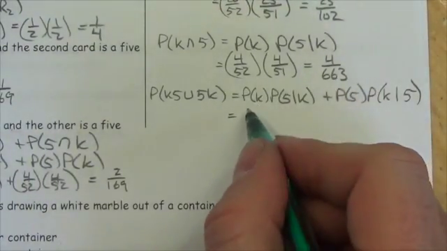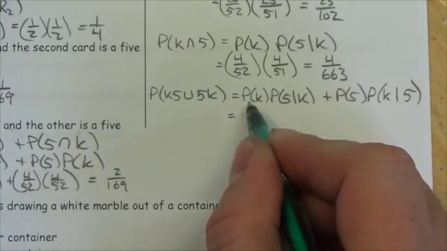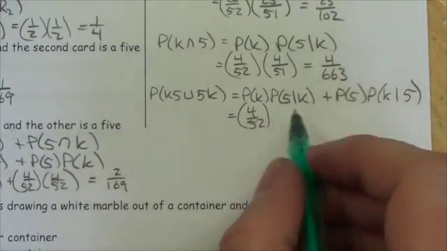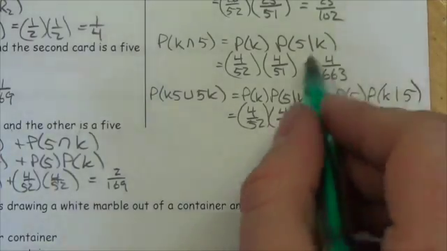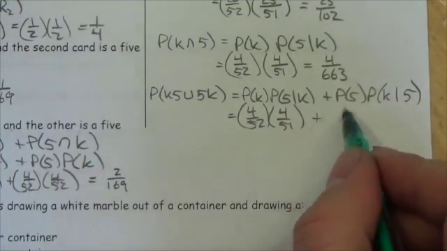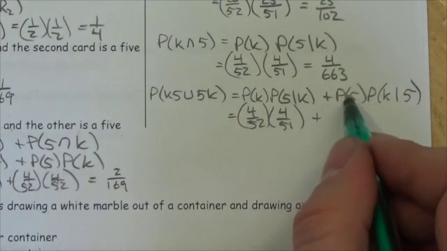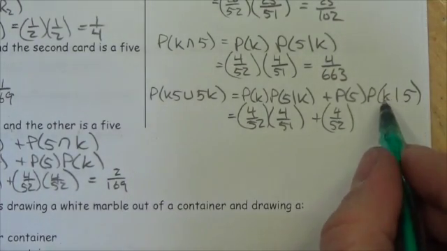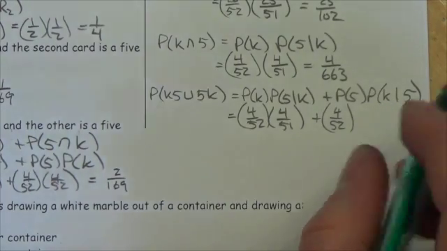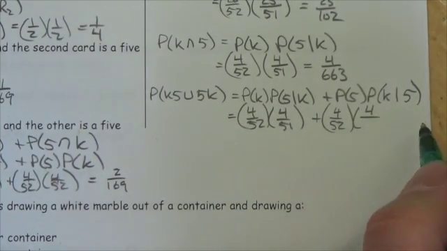This right here is going to be 4 out of 52, just like we did before, and then this will be 4 out of 51. We've already established what that is. Now over here, the probability of getting a 5 is again 4 out of 52. And then the probability of getting a king, given that you've got a 5, well, there are still 4 kings in the deck.